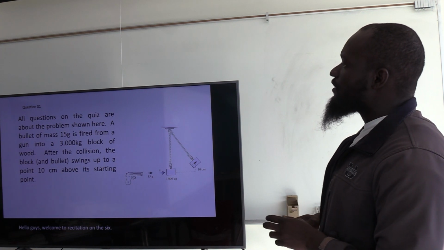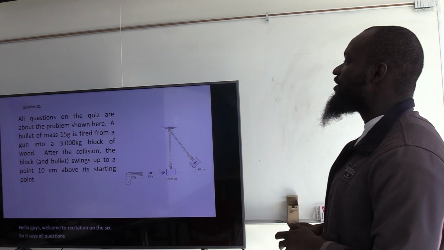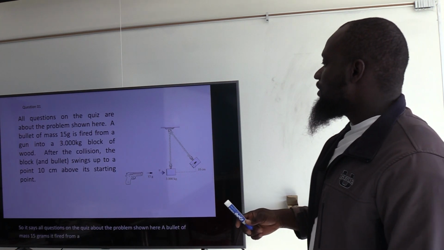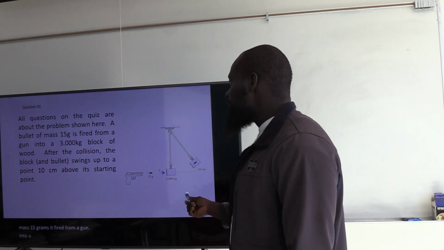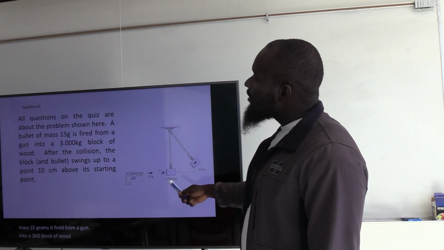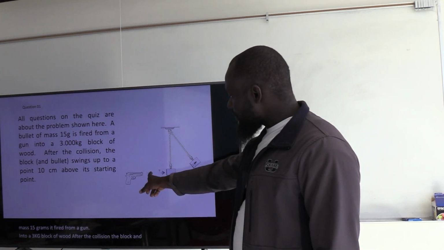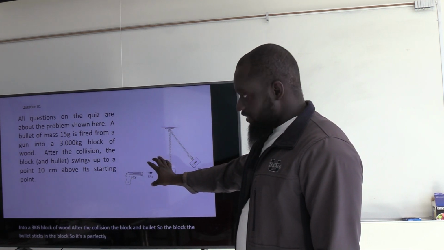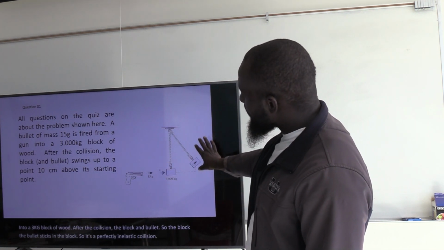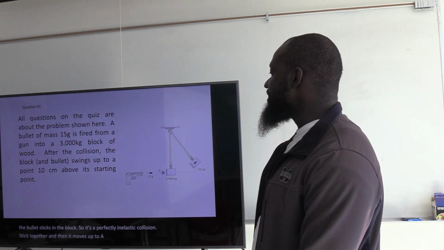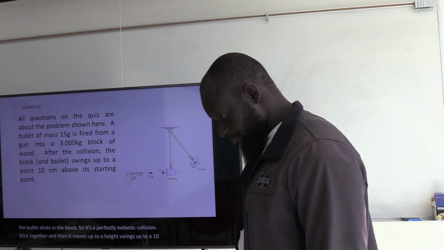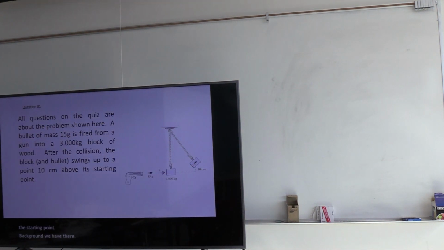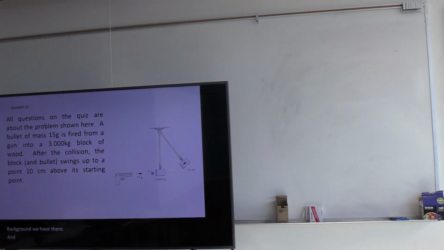So it says all questions on the quiz are about the problem shown here. A bullet of mass 15 grams is fired from a gun into a 3 kilogram block of wood. After the collision, the bullet sticks in the block, so it's a perfectly inelastic collision. When they stick together, they swing up to a point 10 centimeters above the starting point. So that's the diagram we have there. And let's find a way to solve this problem.